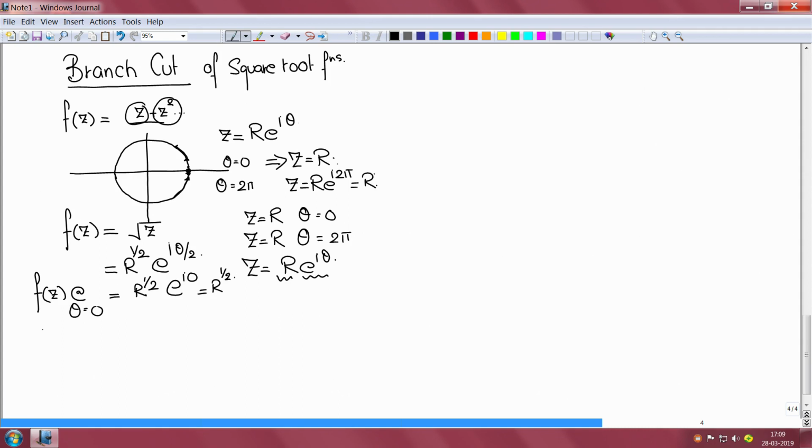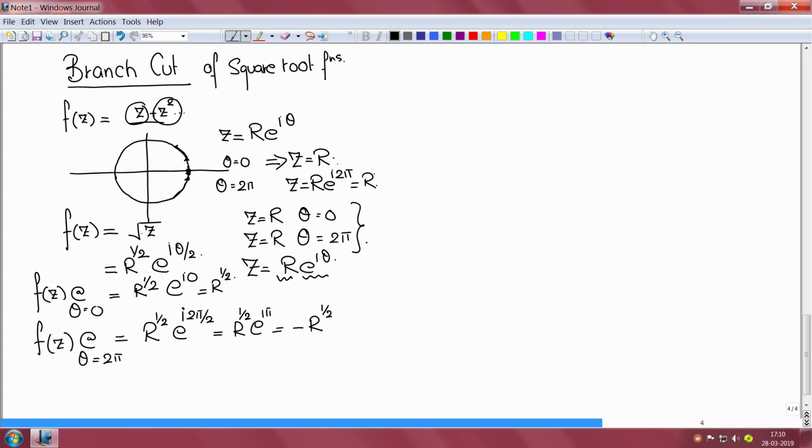Now z goes on this circular contour and comes back to the same point. f of z at theta equal to twice pi, where z acquires the same value. What is the function? The function again is r to the power half e to the power of i theta by 2, theta is 2 pi, so theta by 2 is pi, and hence this is r to the power half e to the power of i pi, and hence minus r to the power half.